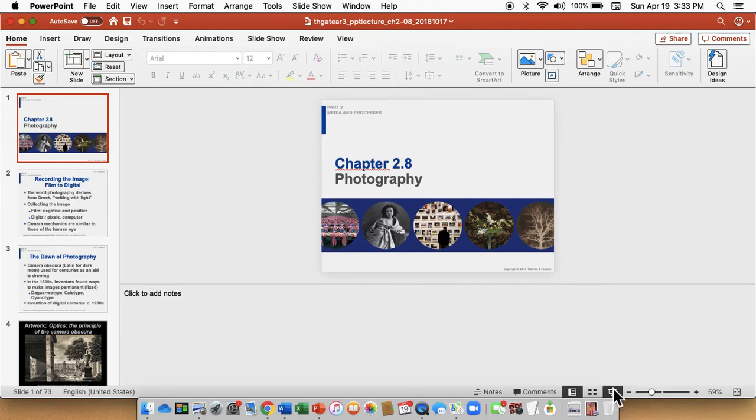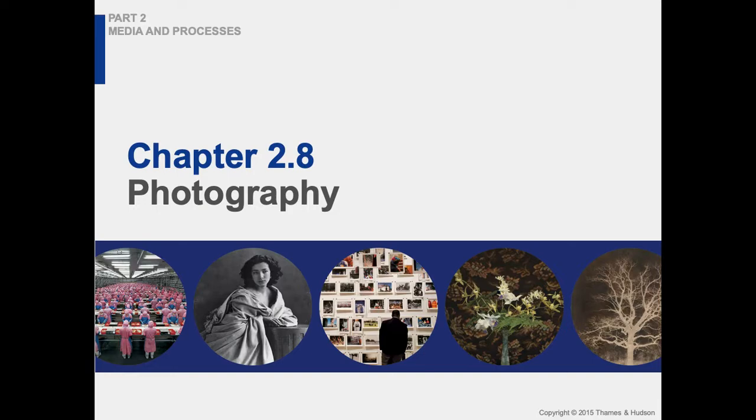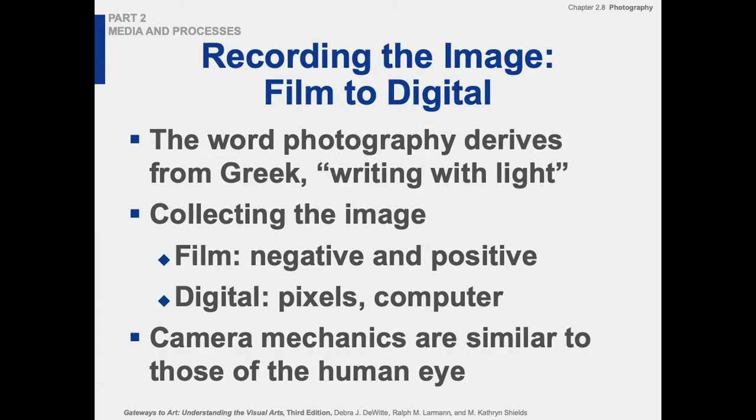Chapter 2.8 Photography. This is video part 1. So we're going to look at a brief, condensed history of photography. And we're going to start with a camera obscura. But first we're going to just review what photography stems from.